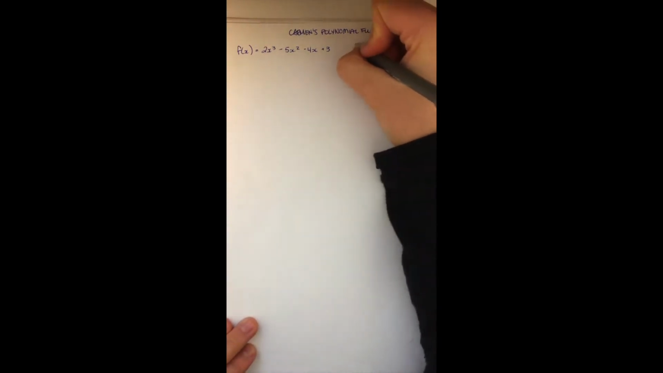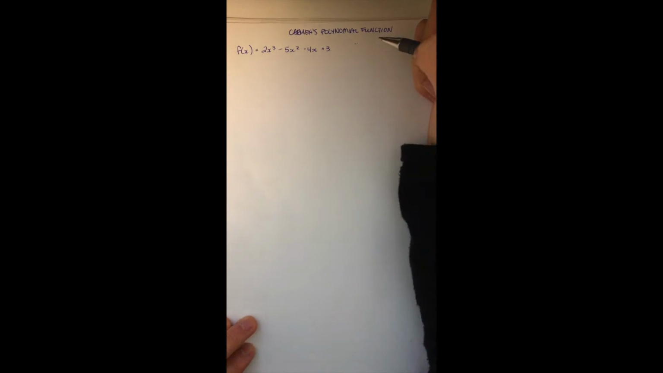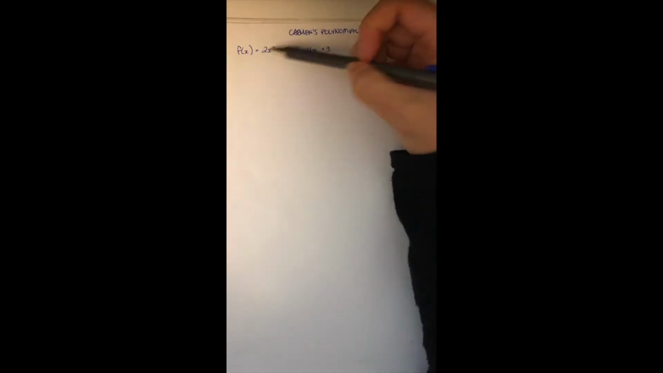So today we will be trying to graph this polynomial function, 2x cubed minus 5x squared minus 4x plus 3. And the first thing we have to do in order to graph it is to fully factor this polynomial. And we will do this by using the rational root theorem, which states that any roots of our polynomial are in the form of the possible factors of our constant value, 3, over any possible factors of our leading coefficient, which is 2.